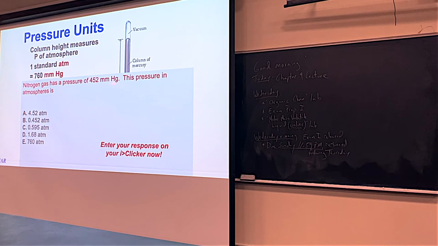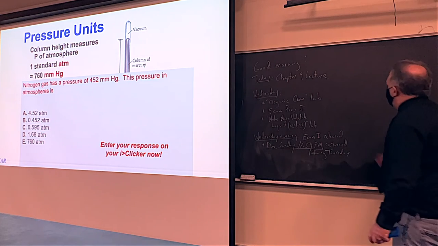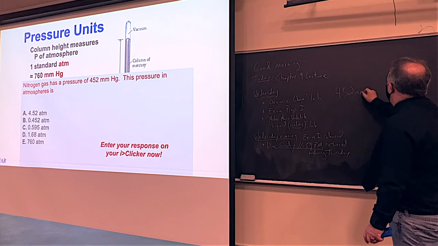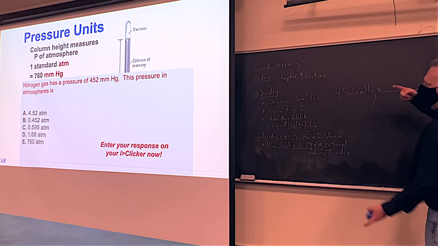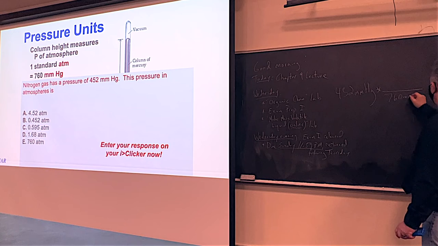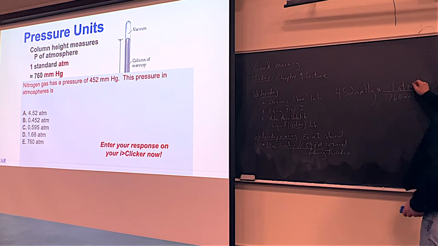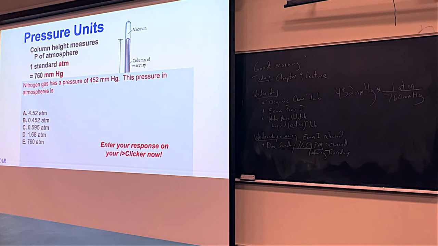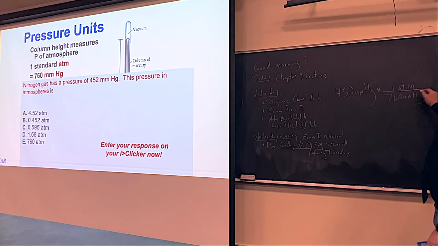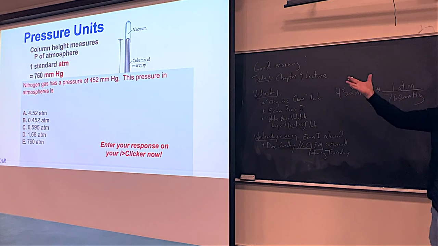We're going to take the 452 millimeters of mercury. Let me write it out. 452 millimeters of mercury. And this conversion says that 760 millimeters of mercury are in one atmosphere. Almost all of the problems we're going to see, you're starting with one unit and you want to get to the other unit, so you have to cancel the starting unit. So in this problem, one atmosphere is 760 millimeters. We could have written 760 on top and one atmosphere on the bottom, but you want the starting unit to cancel out. Millimeters of mercury over millimeters of mercury is like x over x, it goes to 1.